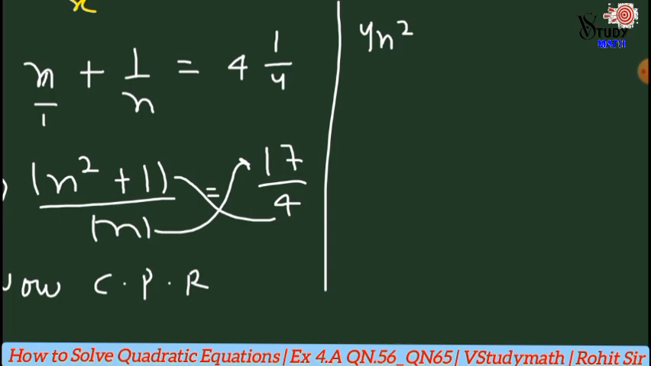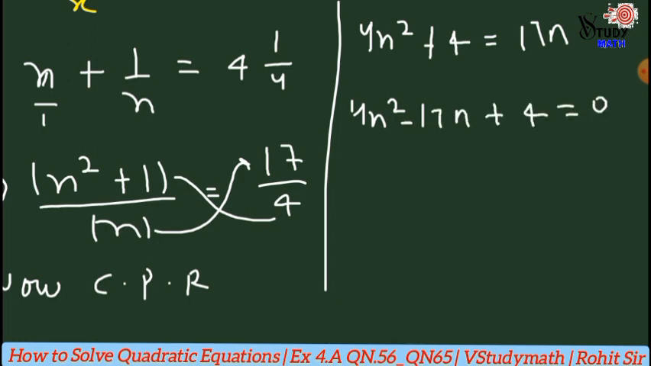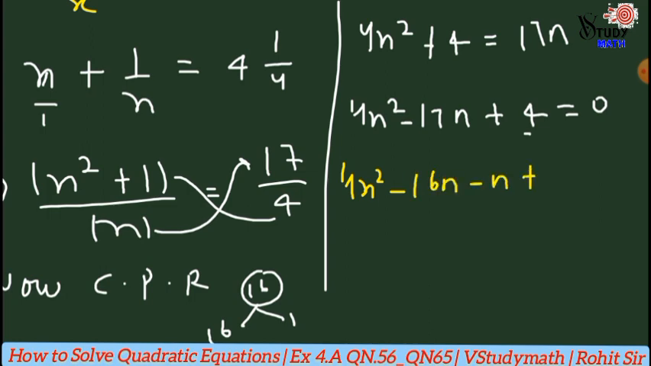4n square plus 4 is equal to 17n. Now make a quadratic equation from it. 4n square minus 17n plus 4 is equal to 0. Now this 4 is going to multiply this 4 and it becomes 16. Now we have to find two factors of 16 whose sum is 17, and the two factors of 16 are 16 and 1. So now let's solve this. 4n square minus 16n minus n plus 4 is equal to 0.